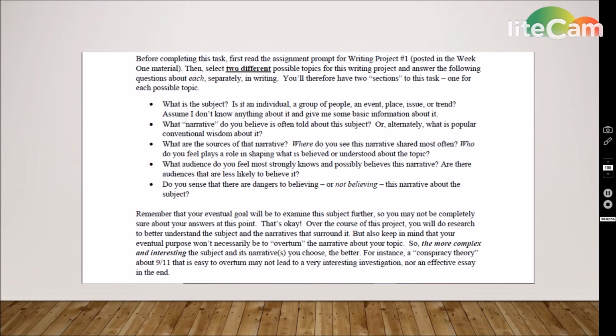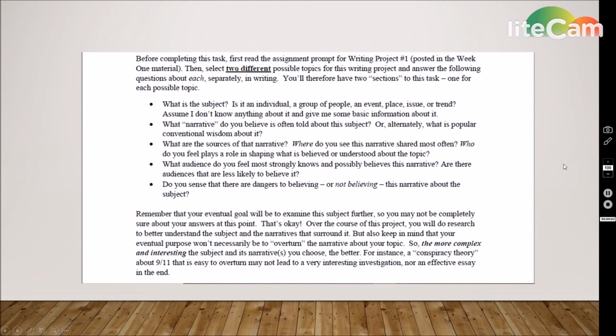And again, you may not have answers to all these questions, but at least as a starting point, and you'll investigate it further next week by finding an article or several that reflect these narratives about the subject, right? And again, the more complex and interesting the subject and the narratives that you choose, the better. So the more fruitful this will be for later writing this semester and for further research. So pick something that maybe you're even unsure about what you feel about the narrative and go forward with that.